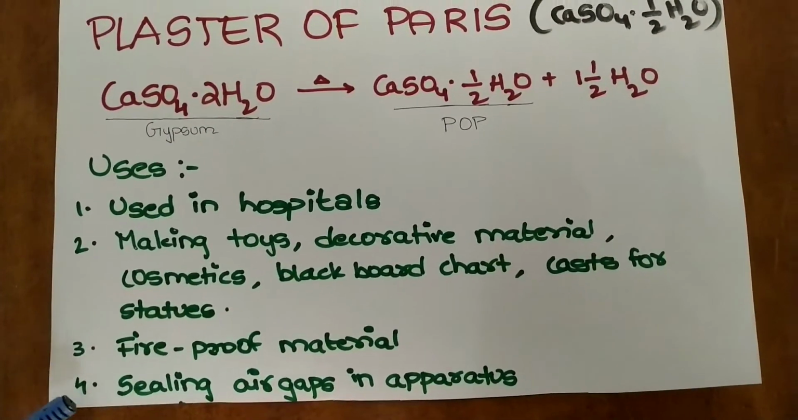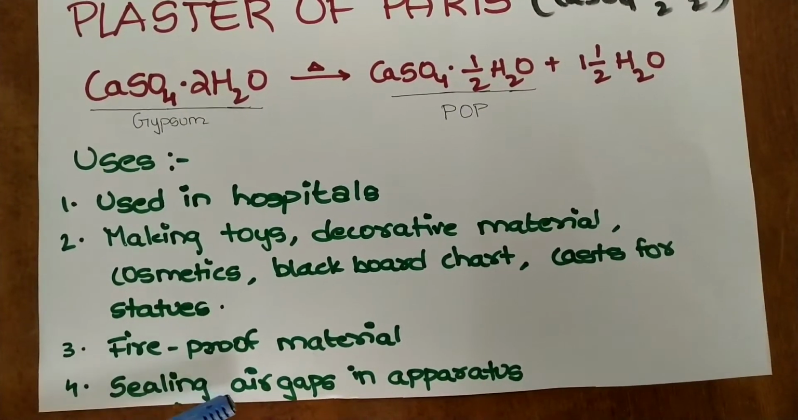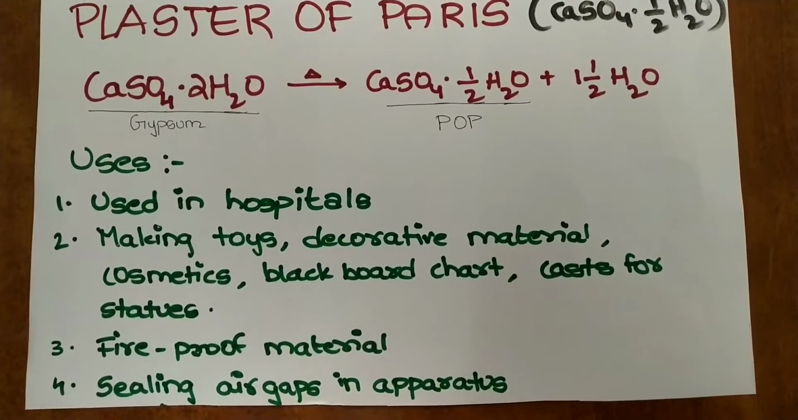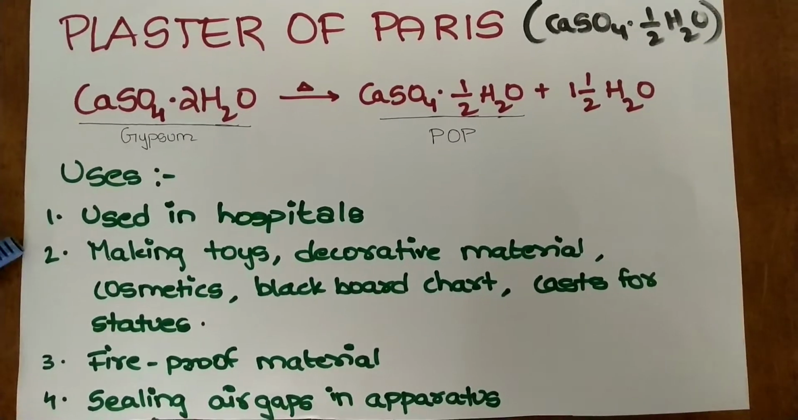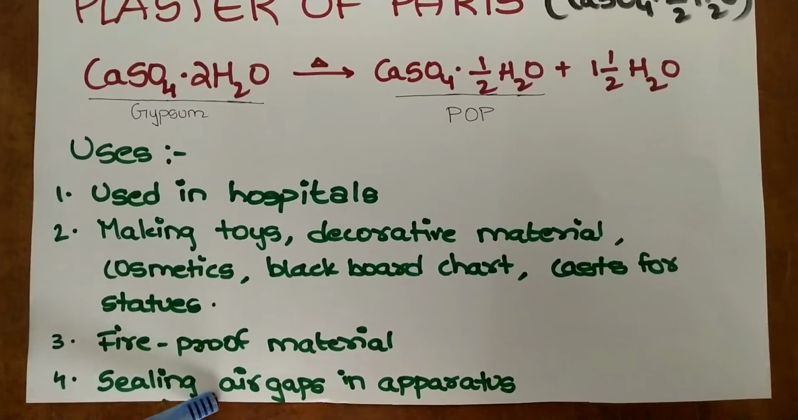And the last one is it is used in the ceiling as well as for sealing air gaps in the apparatus. Generally, you know very well that in the laboratories, if any gaps are produced, automatically with the help of this plaster of Paris they can be closed. So it will be used in the sealing of air gaps in the apparatus.